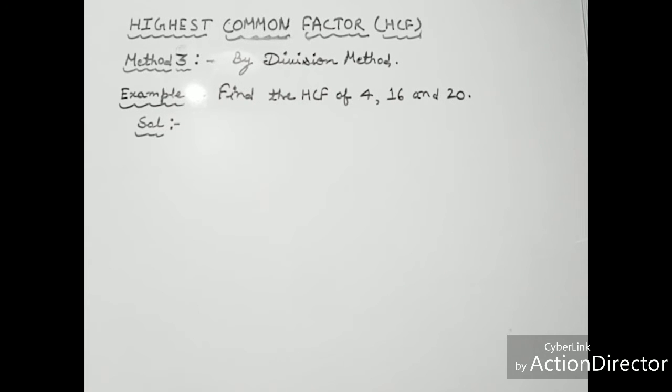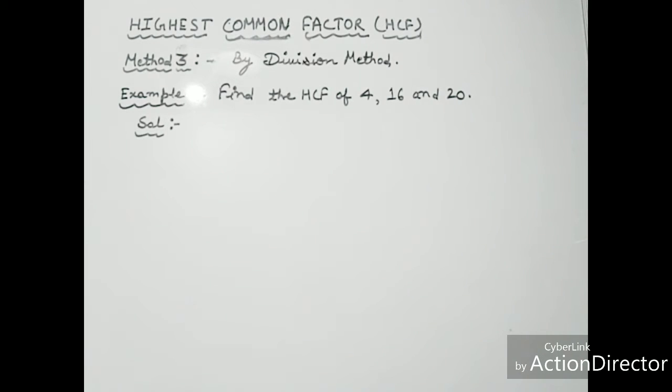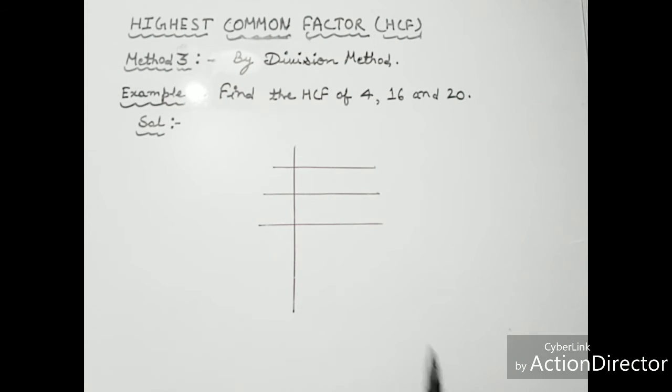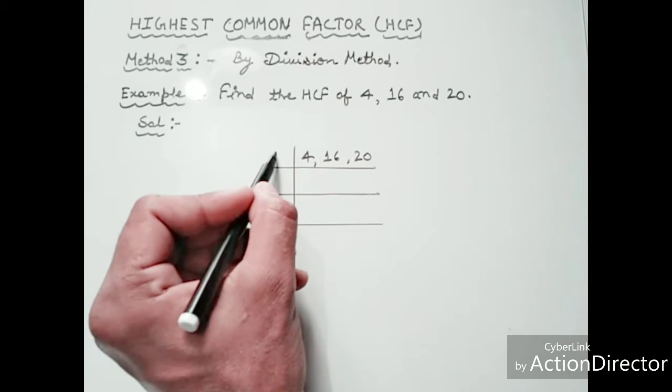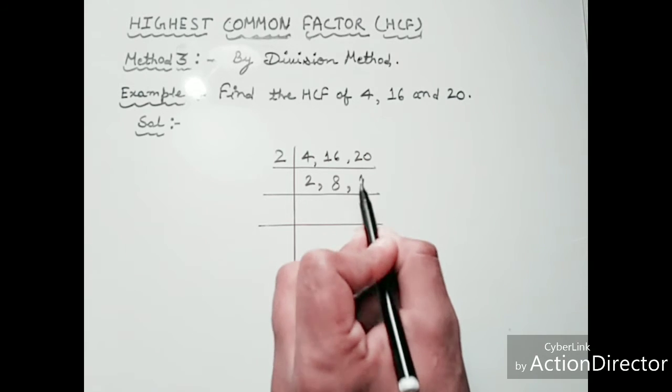Now students, here we will revise method number 3, finding highest common factor by using division method. Example, find the HCF of 4, 16 and 20. We first divide the numbers by common factors only and stop dividing when there is no more common factor except 1. First we divide these three numbers by 2. 2 2s are 4, 2 8s are 16 and 2 10s are 20.